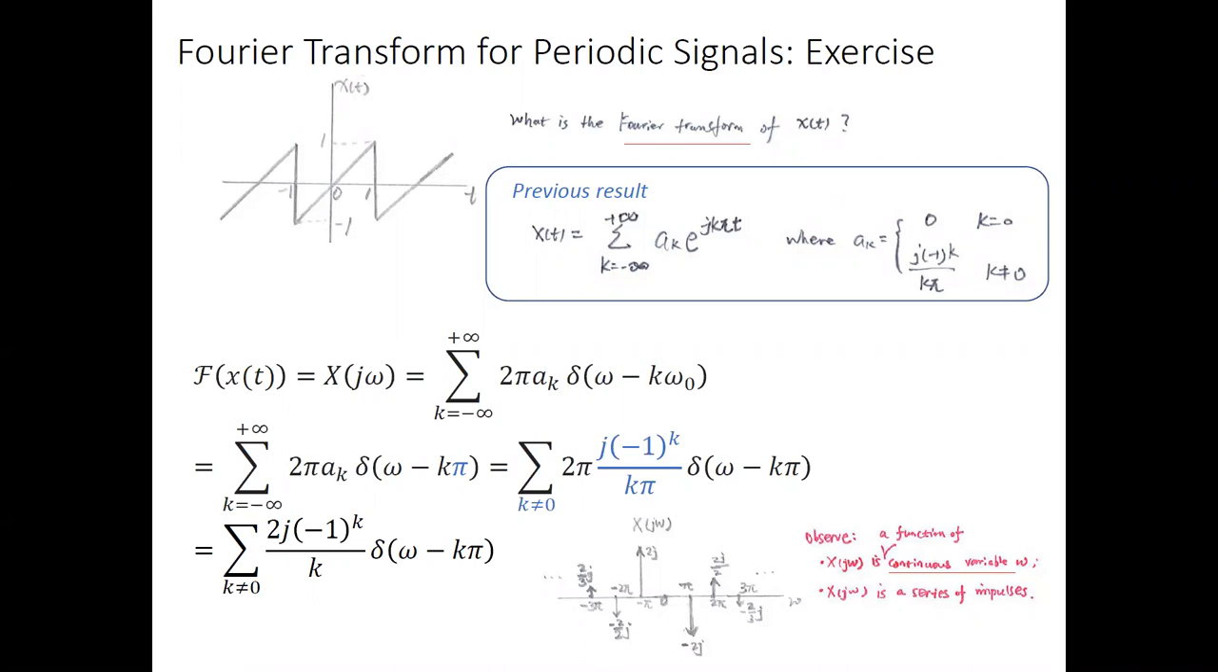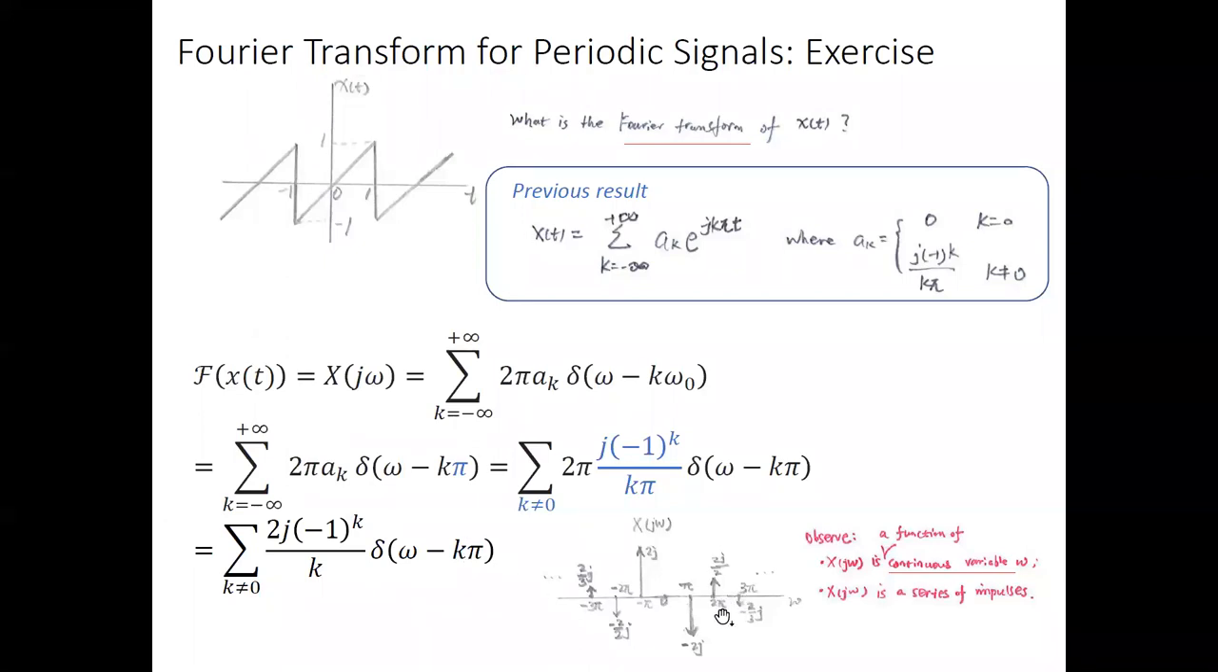Right, but despite the fact that those impulses occur at discretized values, say pi, 2 pi, 3 pi, this x of j omega is still a continuous signal of omega. So omega is a continuous variable. When we plot some impulse in the form of an arrow, or we express it in terms of delta with round brackets, it always means it is a continuous signal. It is not a discrete time signal. It's not a discrete signal, it's continuous.